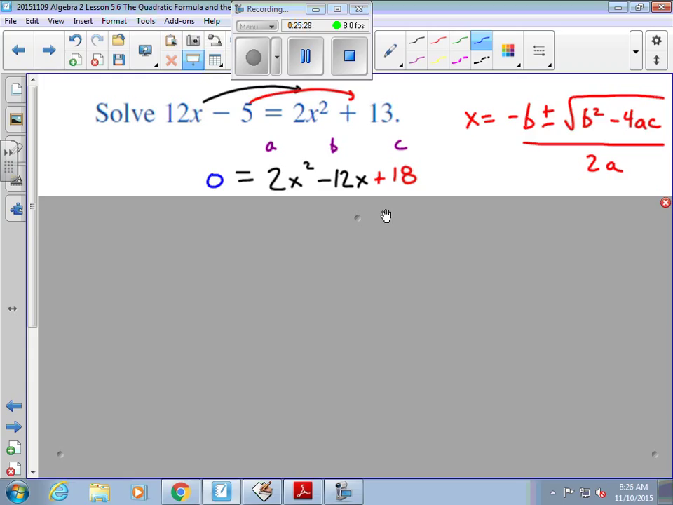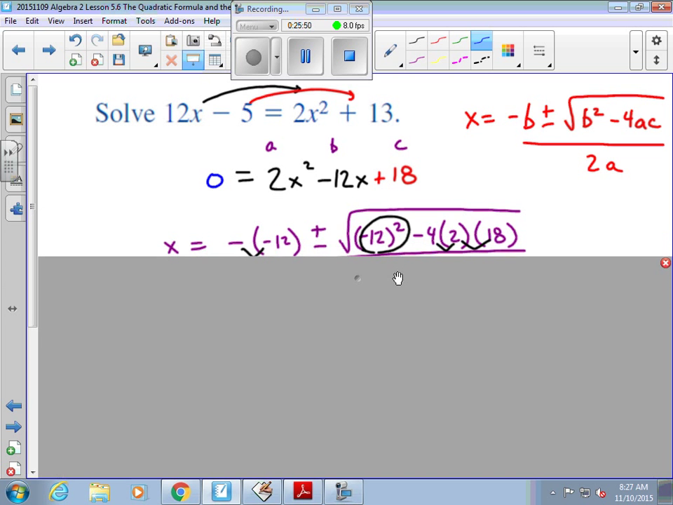Now you have something that says 0 is equal to 2x squared minus 12x plus 18. You have A, you have B, and you have C, and it's equal to 0. Take that and plug it into the quadratic formula. Negative b plus or minus the square root of b squared minus 4ac over 2a. Again, you have all of your values.